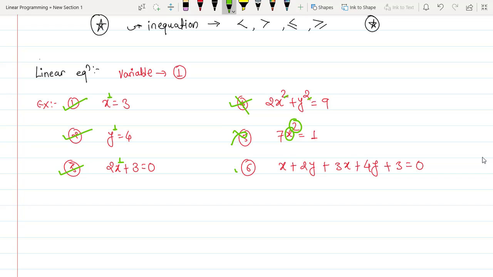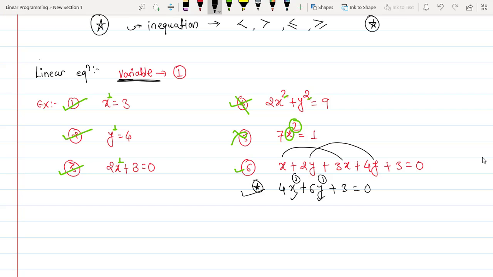And what about the sixth? If I simplify this, x plus 3x becomes 4x, 2y plus 4y becomes 6y, and plus 3 equals 0. So x and y are the variables, and the highest power here is 1, and here also 1. That means this satisfies our condition of the variable having power 1. That's why the sixth one is also a linear equation. Are you getting this? Yes, great.